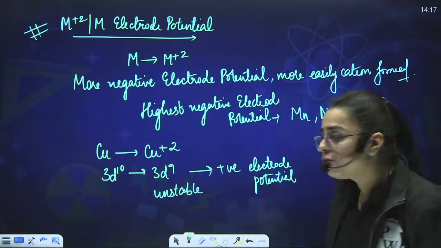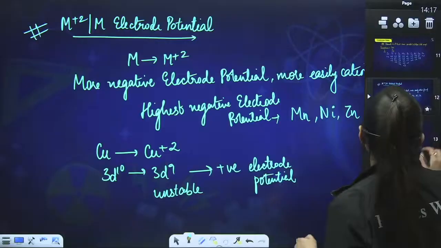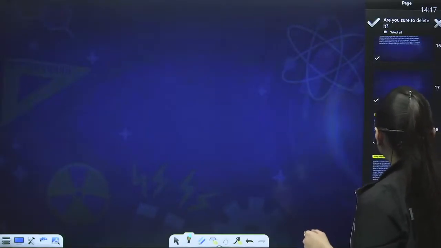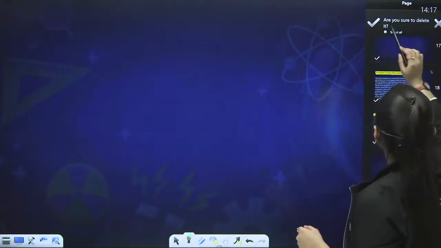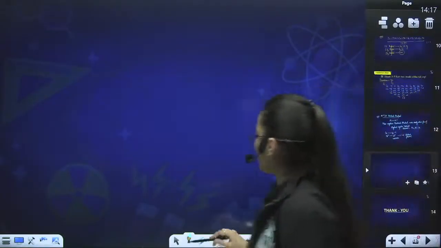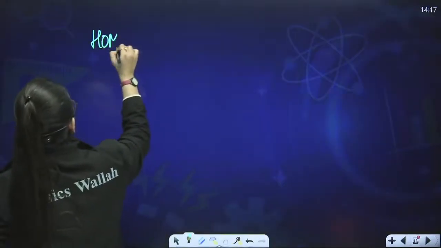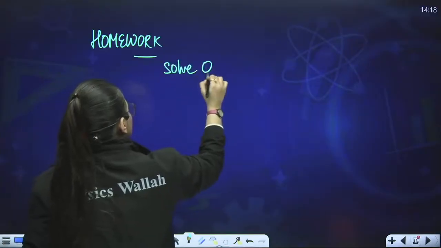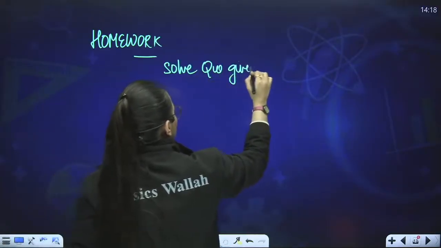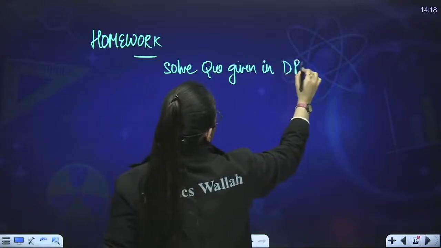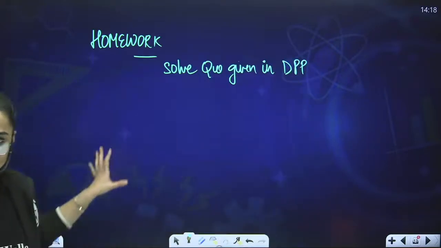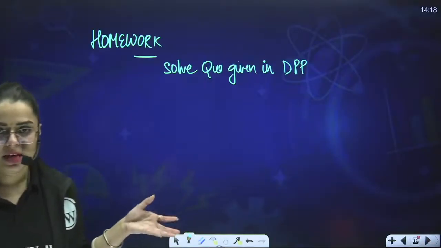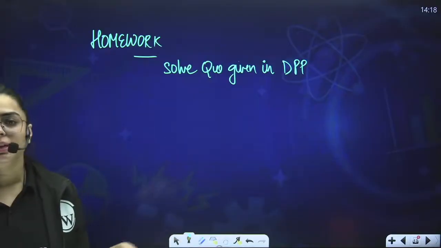Now, further properties we shall discuss in the next lecture. For today's lecture, this much is sufficient. I want you all to practice the questions provided to you in your practice sheet. So, your homework for today is to solve the questions given in your DPP. Also, the next lecture is going to be a big lecture because we are going to complete the properties. After that, we are going to see the compounds and then we'll move forward to the F block elements.